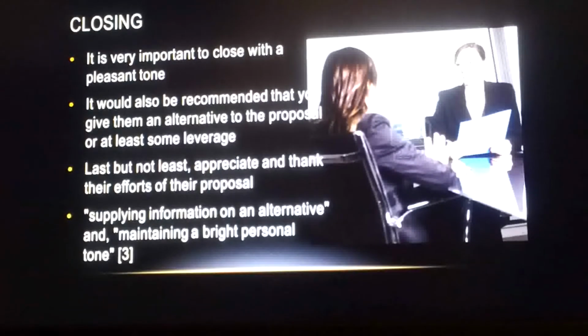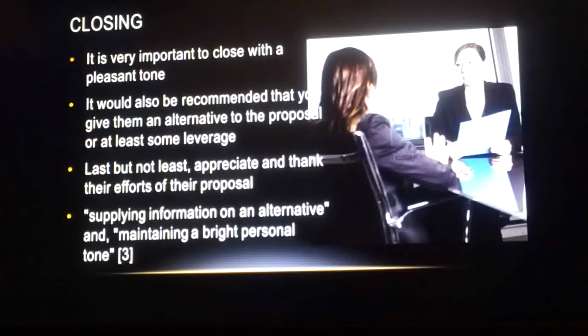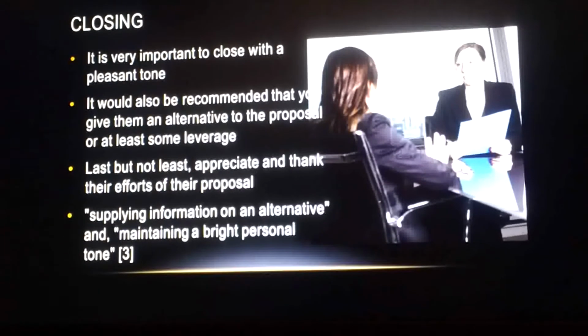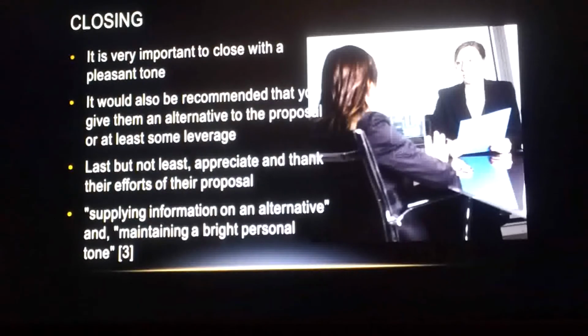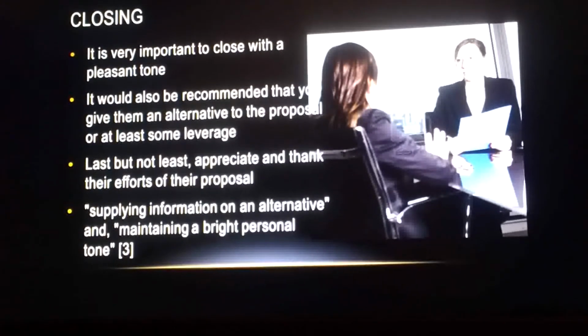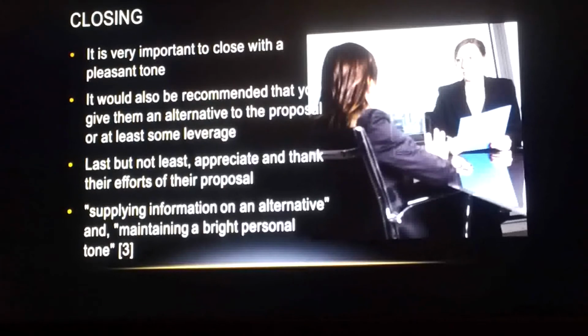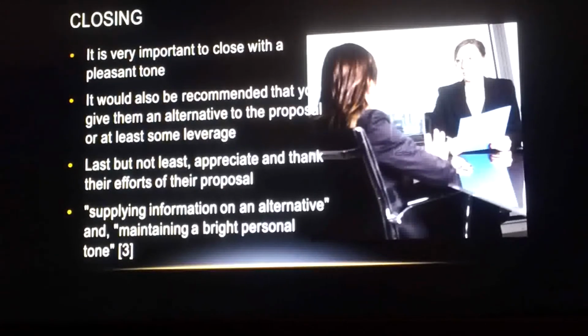Closing. It is very important to close with a pleasant tone. This is what's going to leave your reader thinking. It would also be recommended that you give an alternative to the proposal, or at least some leverage. So, for example, you could say move the meeting or move the proposal to another date, or you could make a compensation.